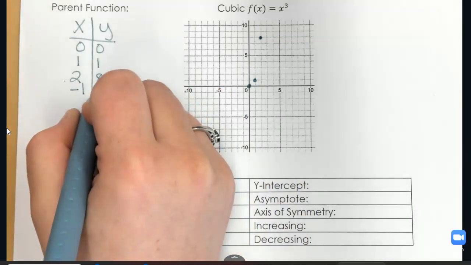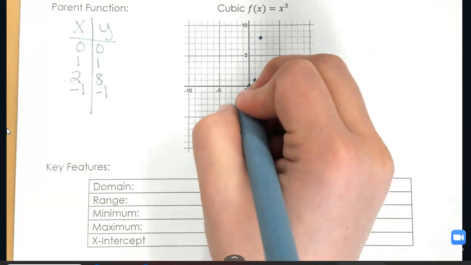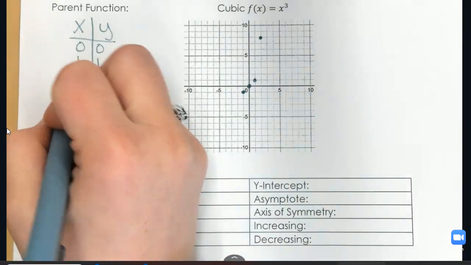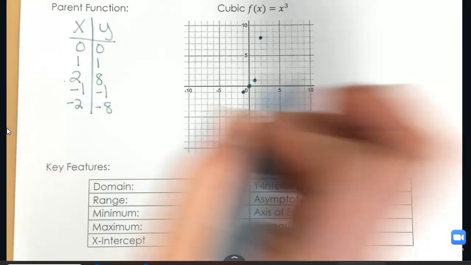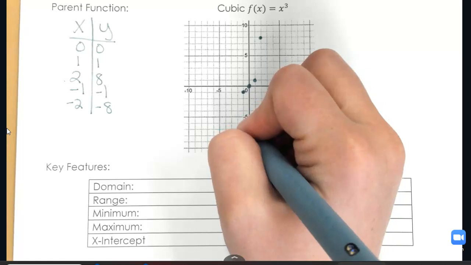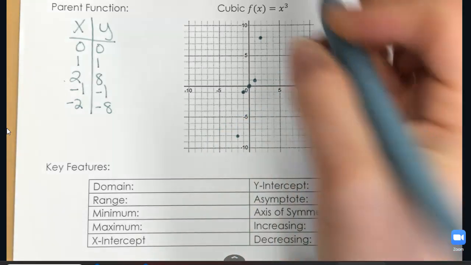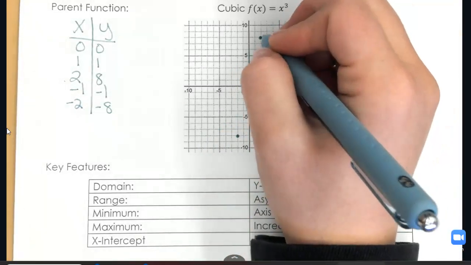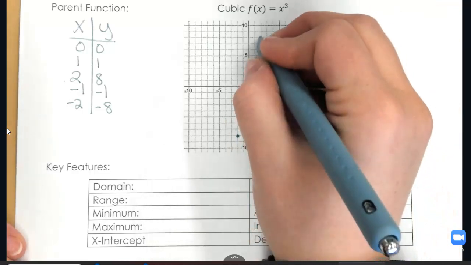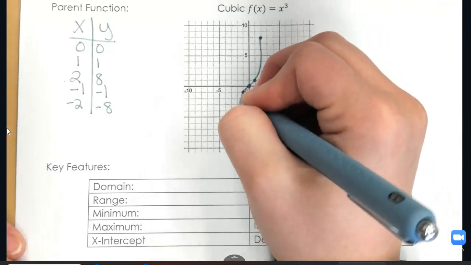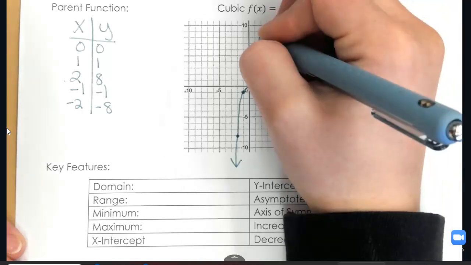and negative 1 to the third power is negative 1. So negative 1, negative 1. And negative 2 to the third power is negative 8. So I can go negative 2, negative 8. And here is the shape of our cubic parent function.